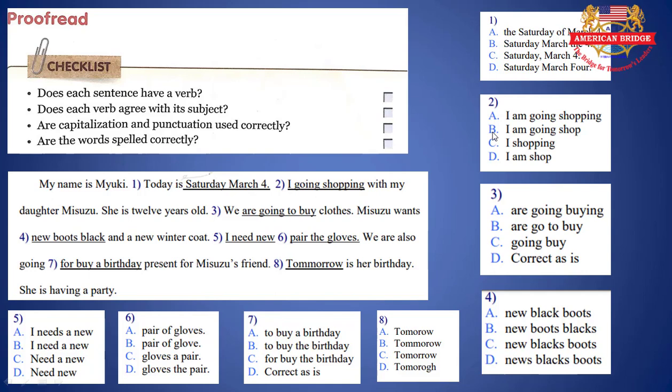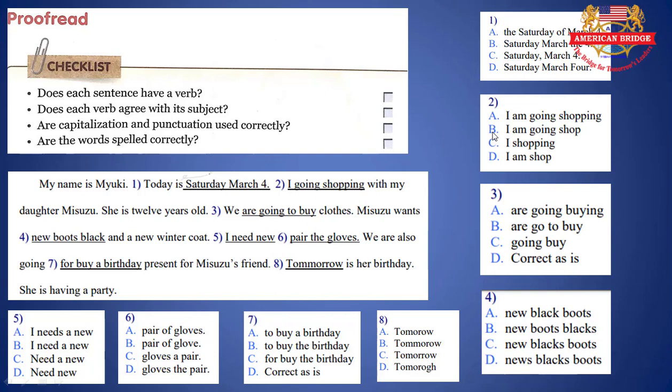Number 7 already. Number 8. Okay, number 8, tomorrow is her birthday. Okay, so let's check everyone. Tomorrow, all about tomorrow, but let's check about the spelling. So the right answer is letter C, tomorrow. Tomorrow we don't use double M, we use double R. Okay, number 1 is also wrong, no double R. Number 2, letter B, wrong, double M, and letter C, correct.